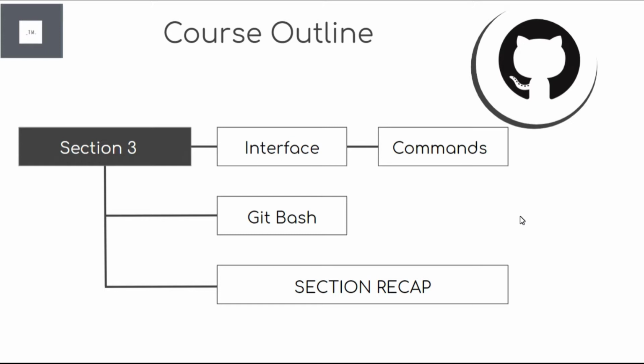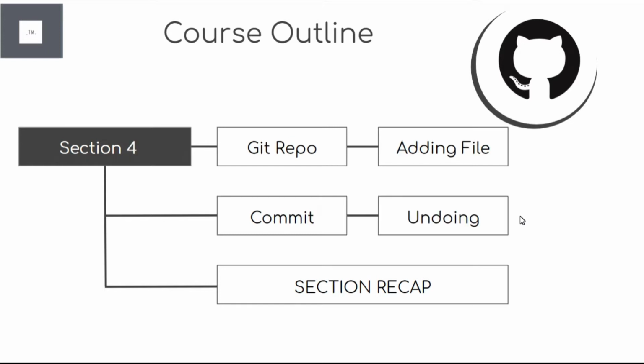Then we'll talk about Git Bash. Whenever you install Git, it automatically comes with Git Bash. So we will set up Git Bash and we'll see how we can use it, and we'll also take a look at some important Git commands as well, like git init, git add, git push, all these good commands. Then again the section recap. Next, section 4, and in this section we will start with the local repository.